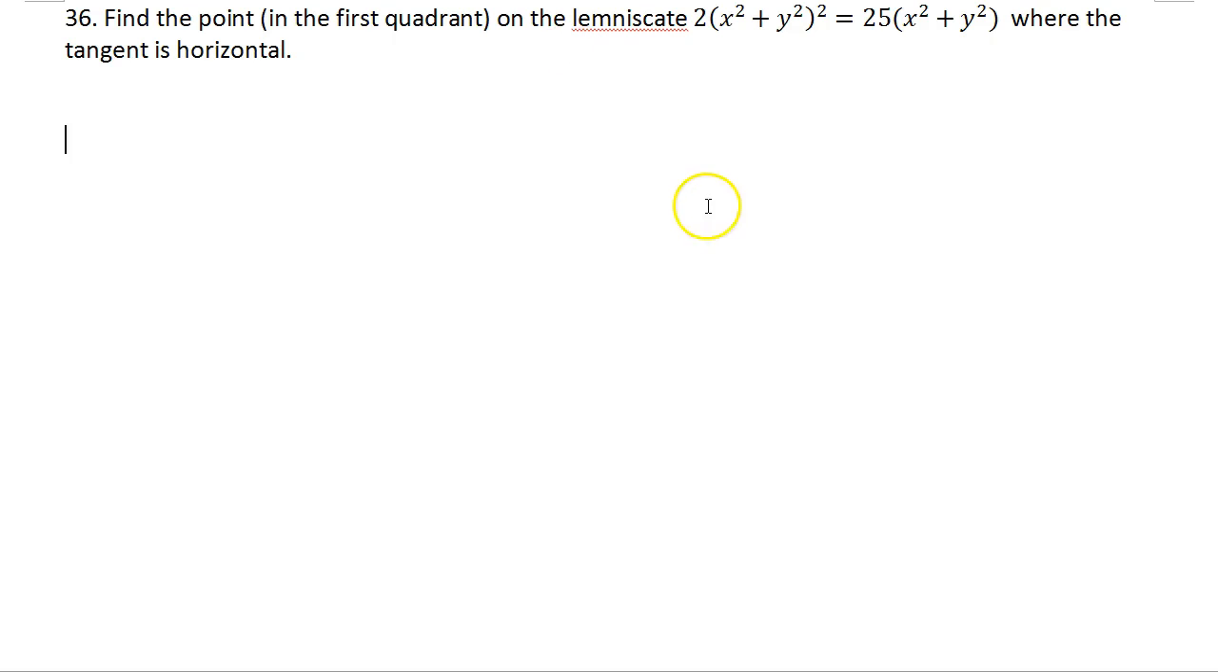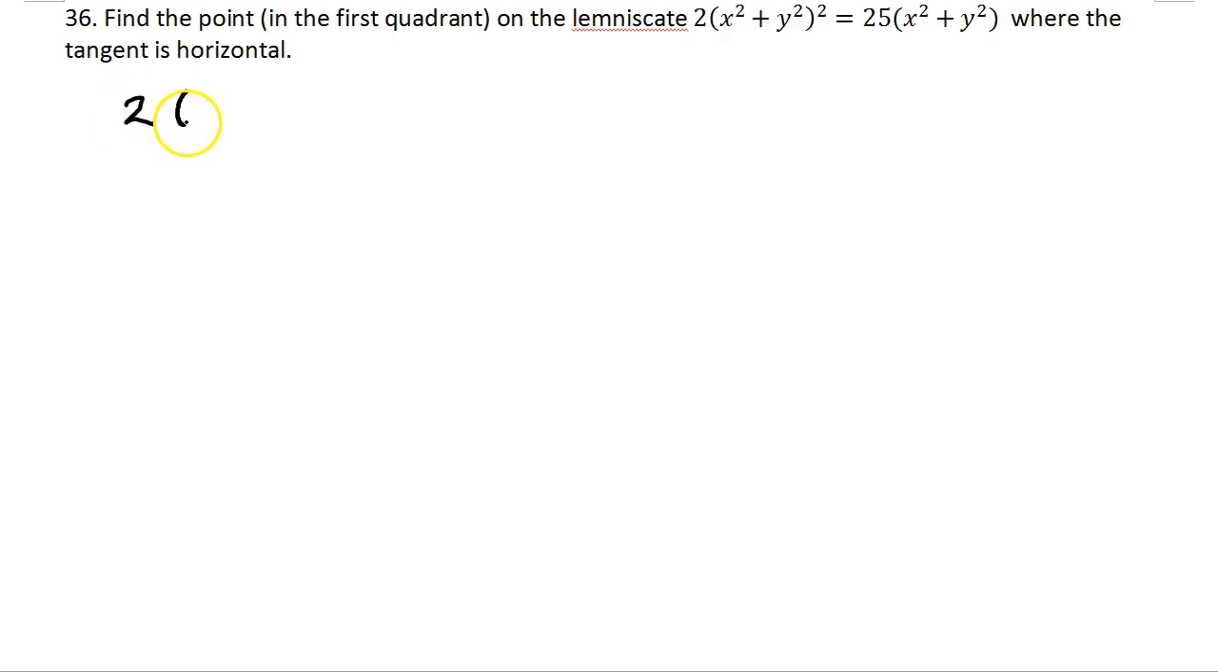Find the point in the first quadrant on the lemniscate, this, where the tangent is horizontal. Okay, again, you're given an equation that is not solved with respect to y. So in order to discuss horizontal tangent, which means that the derivative is equal to 0, you really have to differentiate this implicitly. So let's try to differentiate this implicitly.